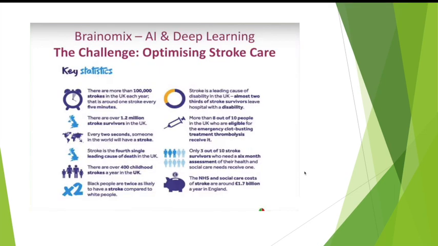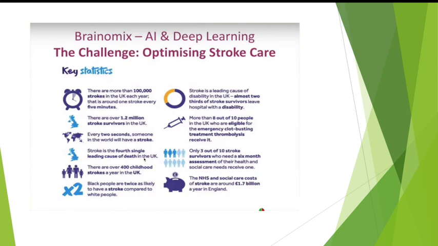So now that I've told you some of the basics about what artificial intelligence is, I'm going to move on to the role of artificial intelligence in the setting of hyperacute stroke. First, I'm going to tell you about the challenge that we're trying to solve. There are more than 100,000 strokes in the United Kingdom every year, and over 1.2 million stroke survivors. It is one of the leading causes of disability as well as death in the United Kingdom, and also in the rest of the world. It is the fourth single leading cause of death in the United Kingdom.